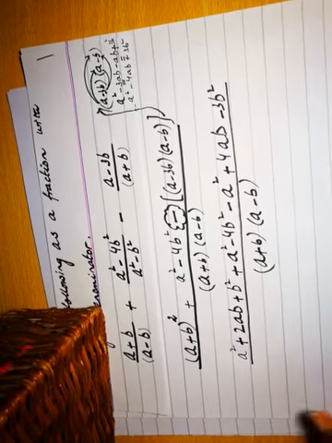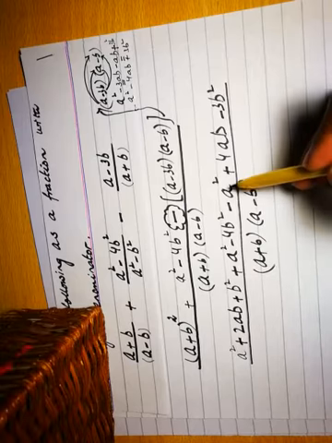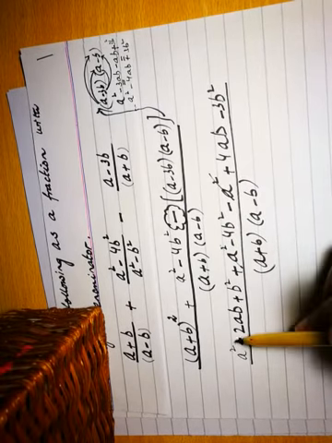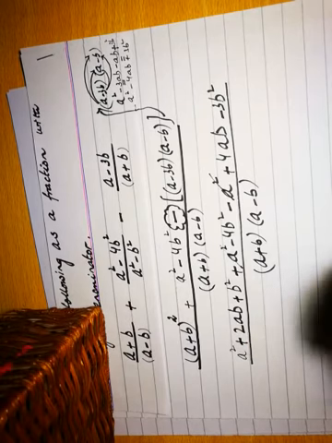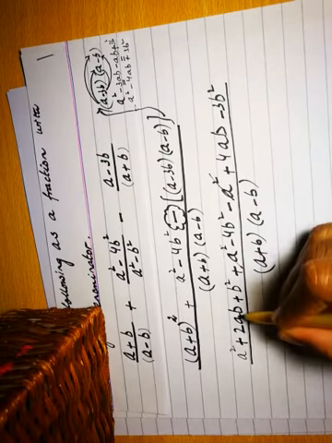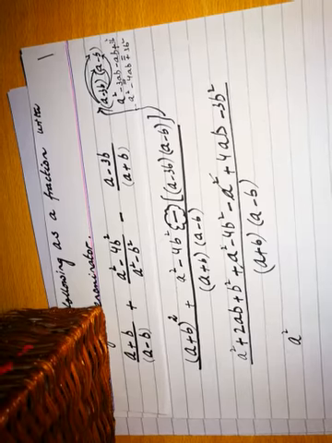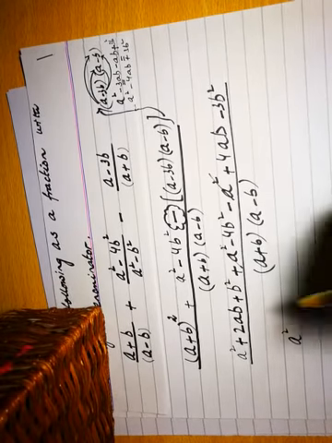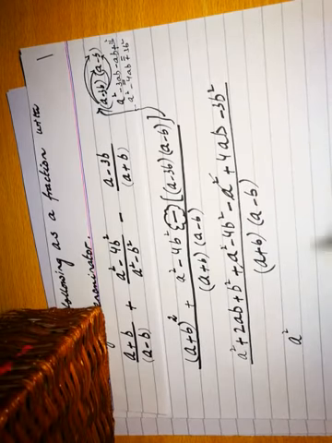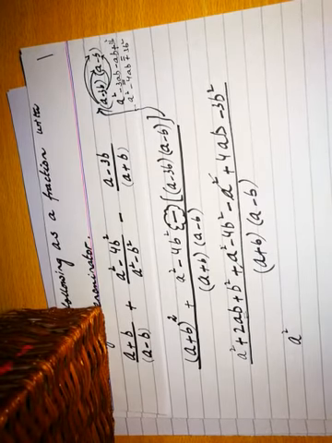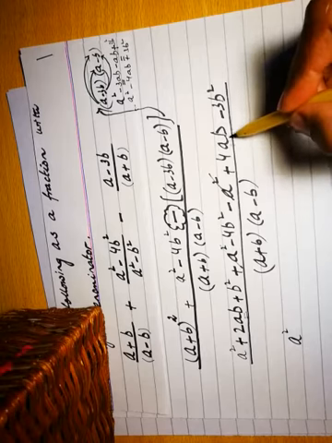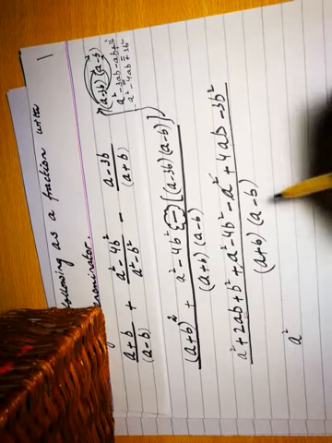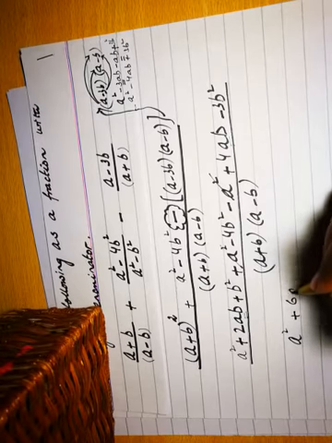Now, negative a square will be cancelled out. I'm left with a square. So I'm going to write a square. Can you see any other a square there? No. So that's it. How many ABs are there? Because I'm going to deal with the like terms. So AB I can see here and I can see AB here. What does it mean? Plus 2AB plus 4AB will give me 6AB.